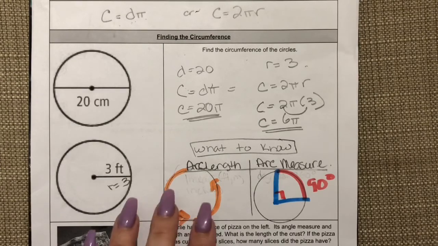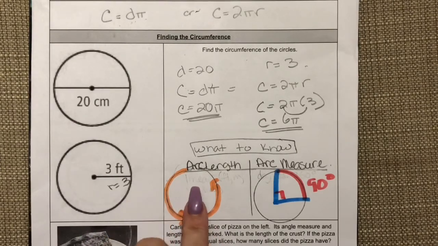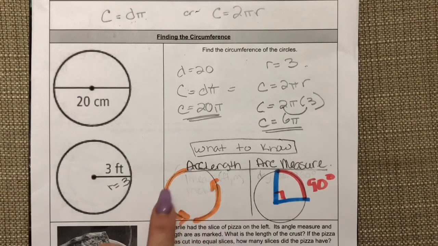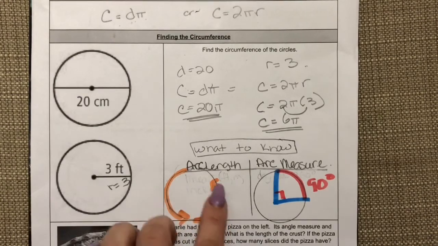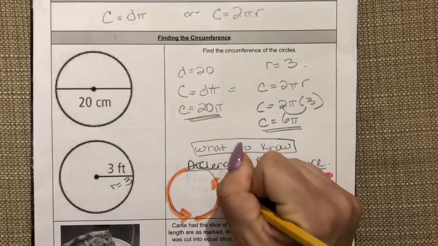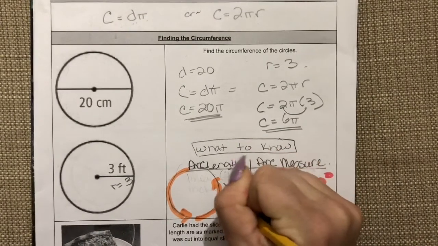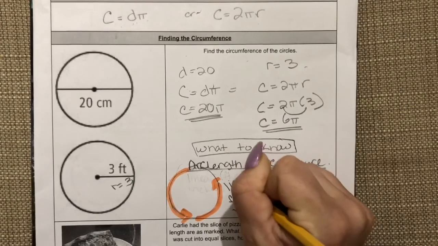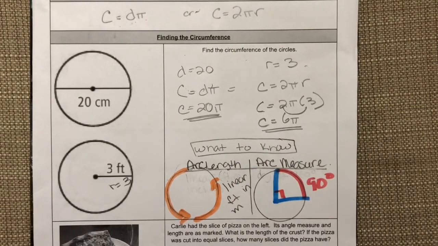So first of all, when you hear lingo like arc length, that has to do with the circumference, which means the actual length. So this would be my linear units like feet and meters and inches and so on.